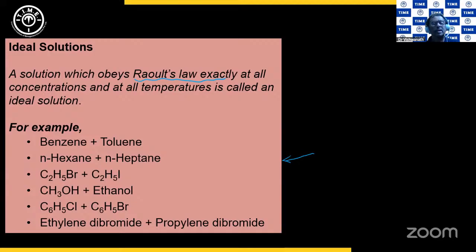So we have taken up benzene and toluene, hexane and heptane, N-hexane and N-heptane. Molecules are very similar. Similarly, bromoethane and iodoethane, methanol and ethanol, chlorobenzene and bromobenzene, ethylene dibromide and propylene dibromide. They are all very similar. Therefore, there is a uniformity of force. Whenever there is a uniformity of force, we know that it obeys Raoult's law. That is what an ideal solution is.